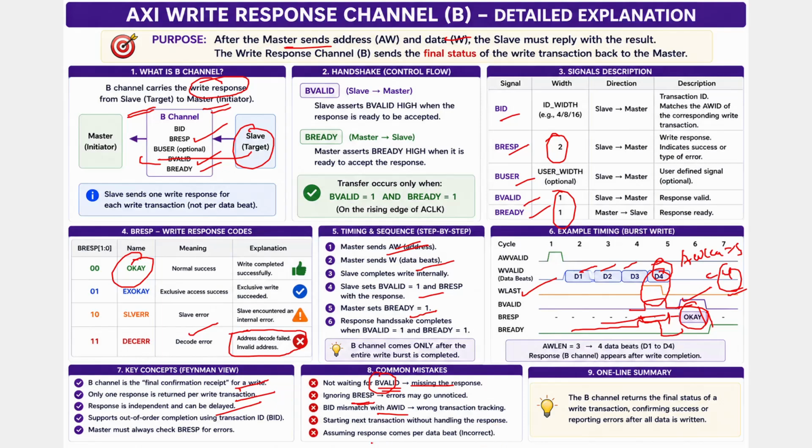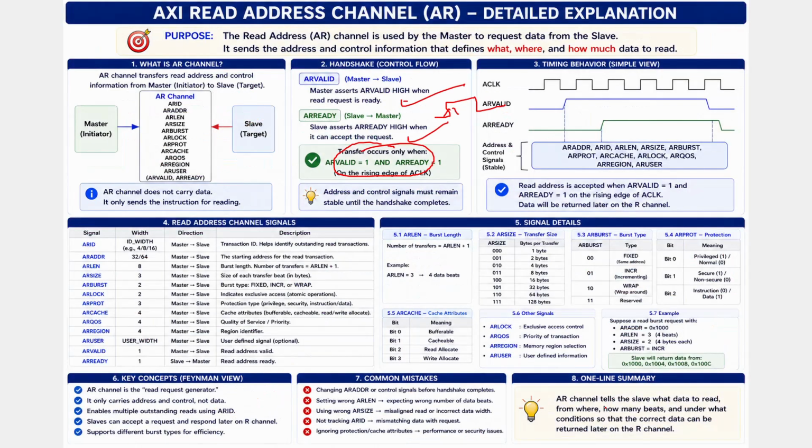So assuming that the response comes per beat of data is not correct. Okay, all beats of data transferred, then only we will get the response. Okay, so the final conclusion of the B channel is this is the final status of your write transaction. Whatever the B channel is there, it gives you that final response to your write transaction. And then read address channel.